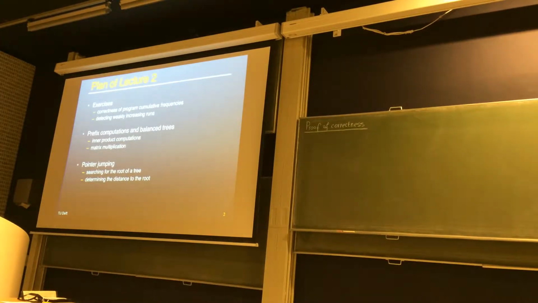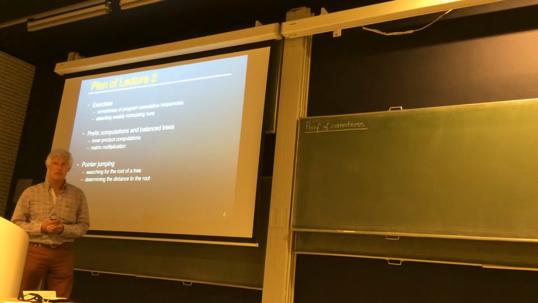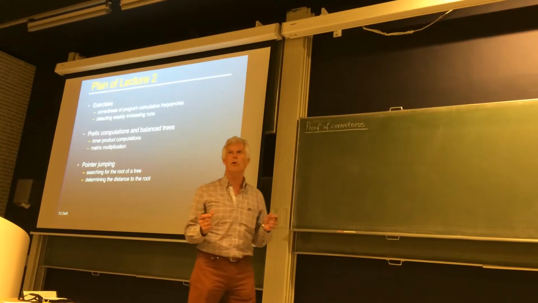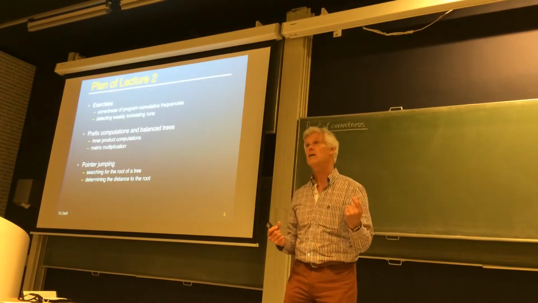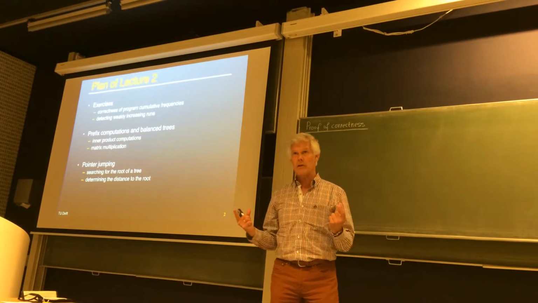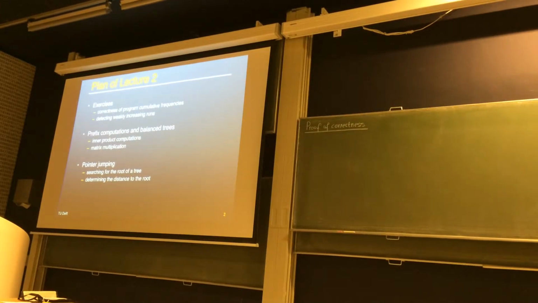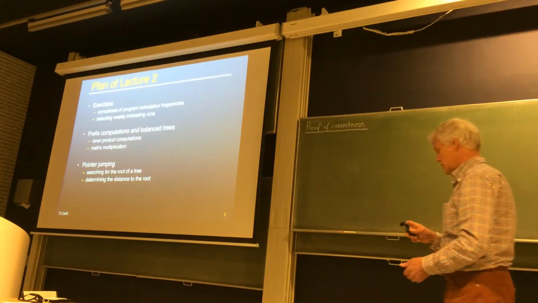Pointer jumping is a technique that you can use to identify nodes in a tree or in a graph. As soon as you use some kind of pointer structure, graph structure in your data structure, then you can imagine that some nodes play a different role and act as a kind of identifier for a cluster of nodes. If you would like to know for each node in such a cluster to which special node it belongs, then you use this technique of pointer jumping.